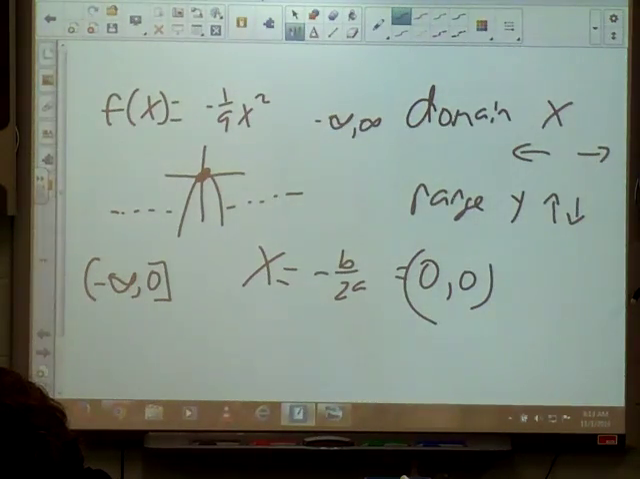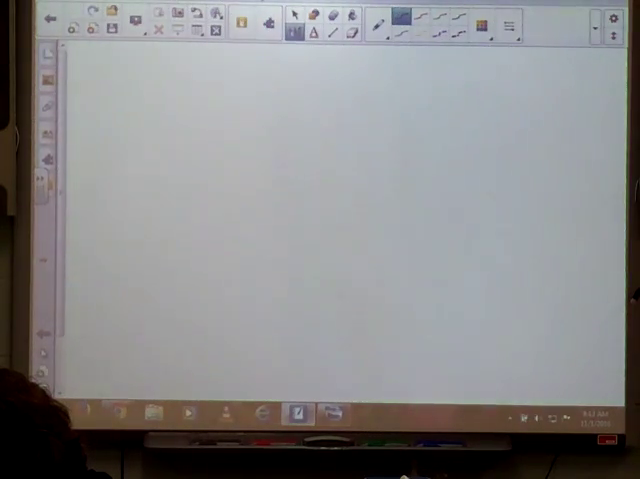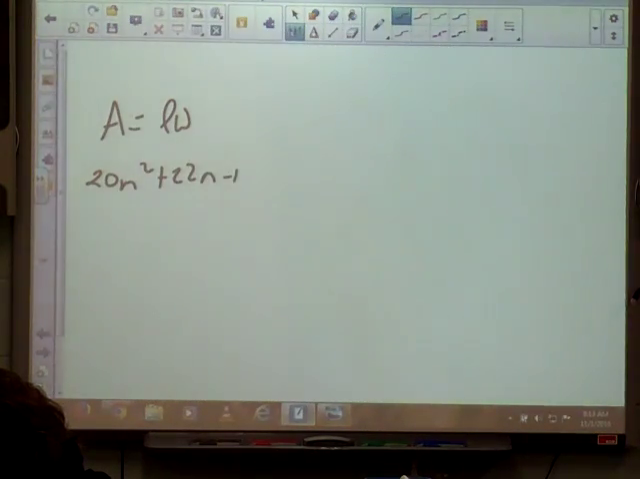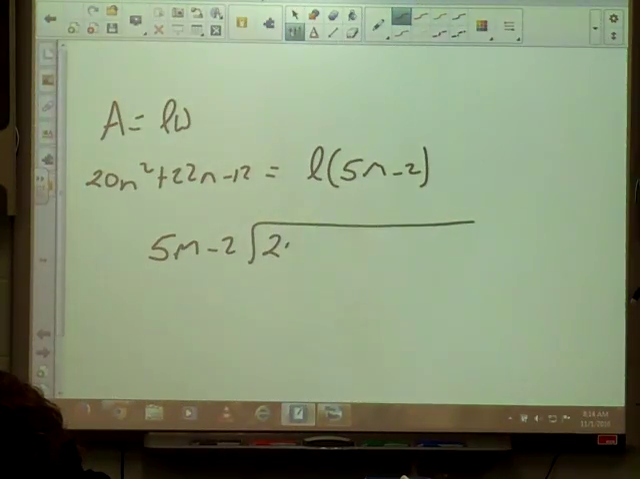Alright, 14. I did it using division. That's how the problem was set up, wanted you to do. You could have used your choices and did multiplication as well, though. It says the area of a rectangle, and you know area equals length times width. The area of a rectangle, 20m squared plus 22m minus 12, equals length times width. So to solve for length, you would divide both sides by 5m minus 2. Okay, that's the way I did it. It's the way I'm going to show you now. It would have to be long division.